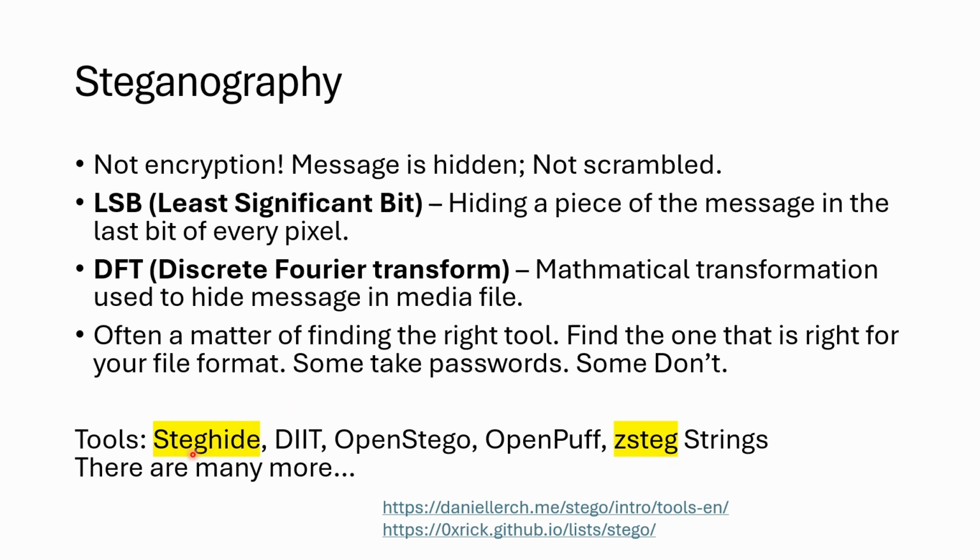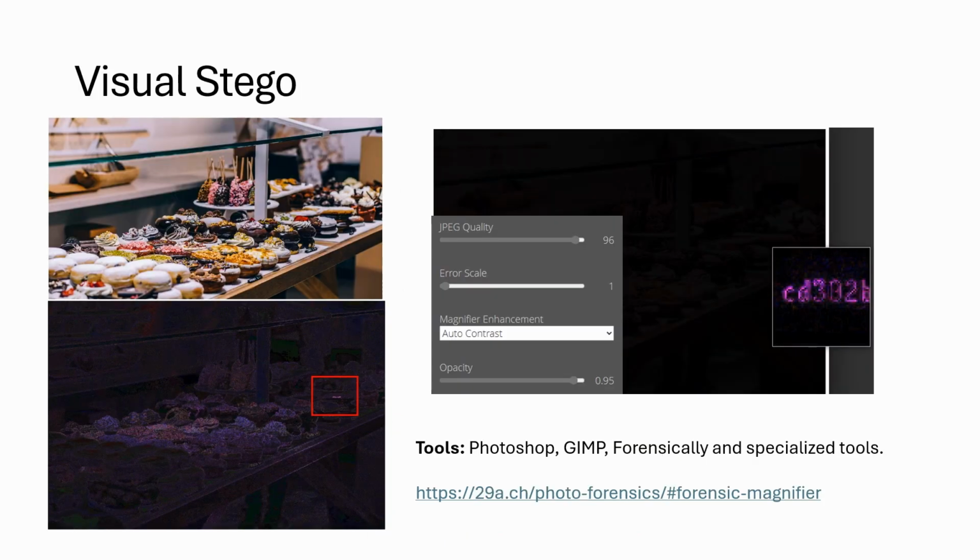So StegHide takes JPEG, I believe, and Zsteg takes PNG and bitmap, I think. Could be wrong, but if I remember right, that's correct. One of these links, I forgot which one, kind of shows them by file format, like WAV or MP3 and that sort of thing. So check those out. Then you have visual steganography.